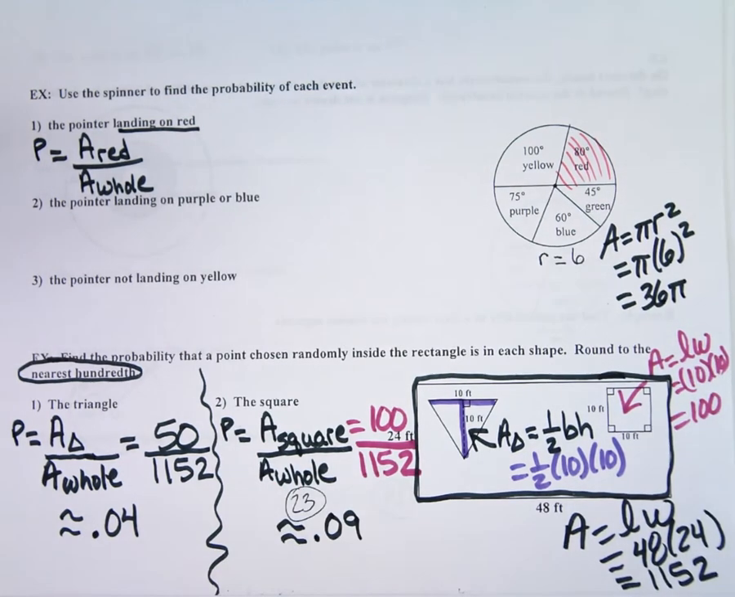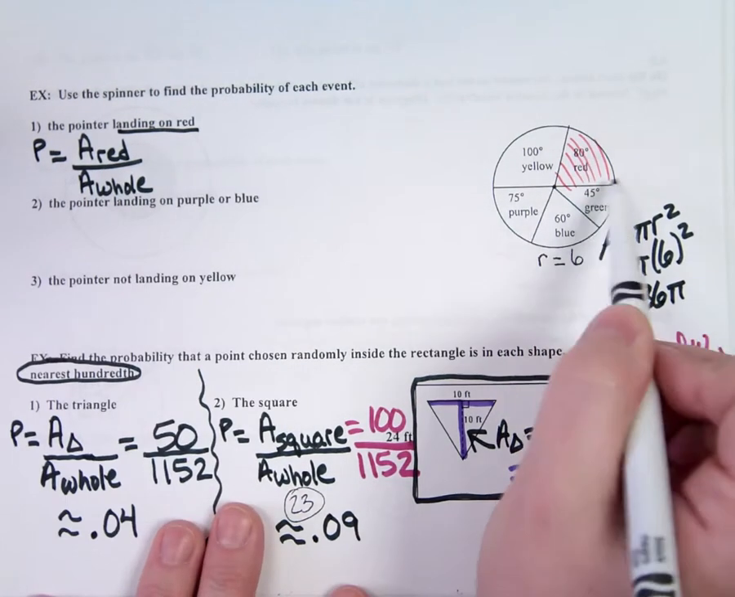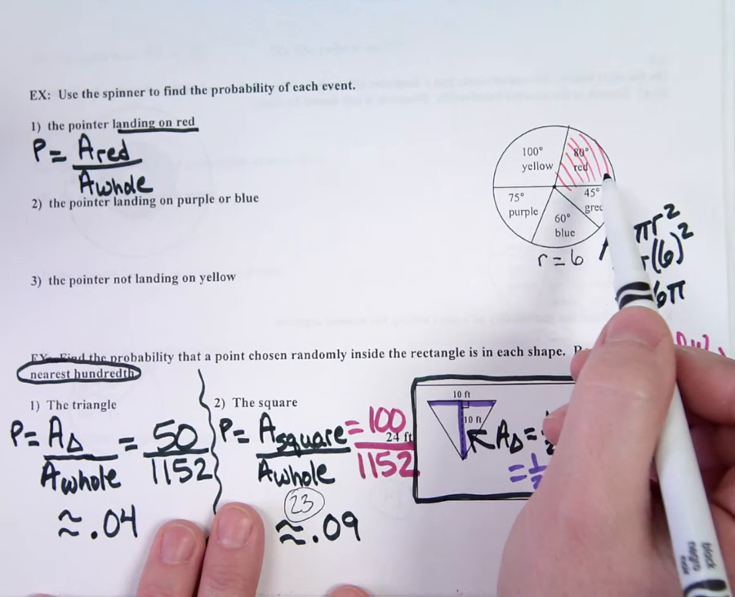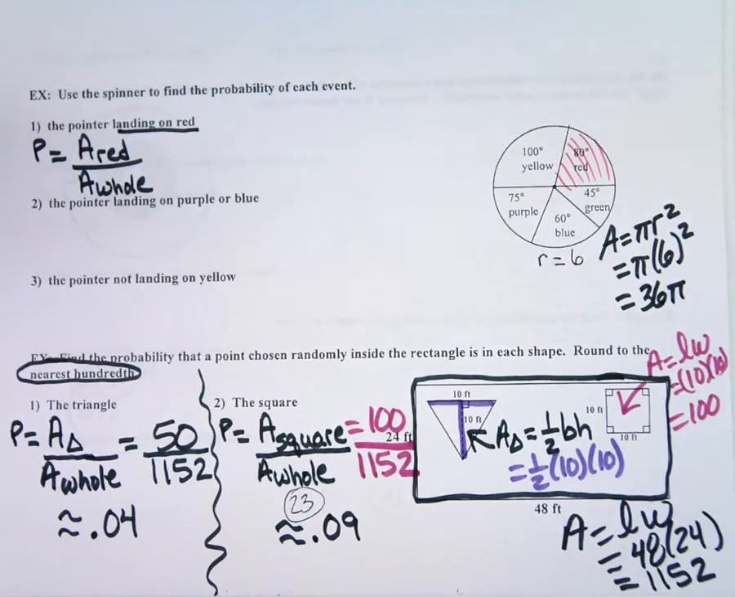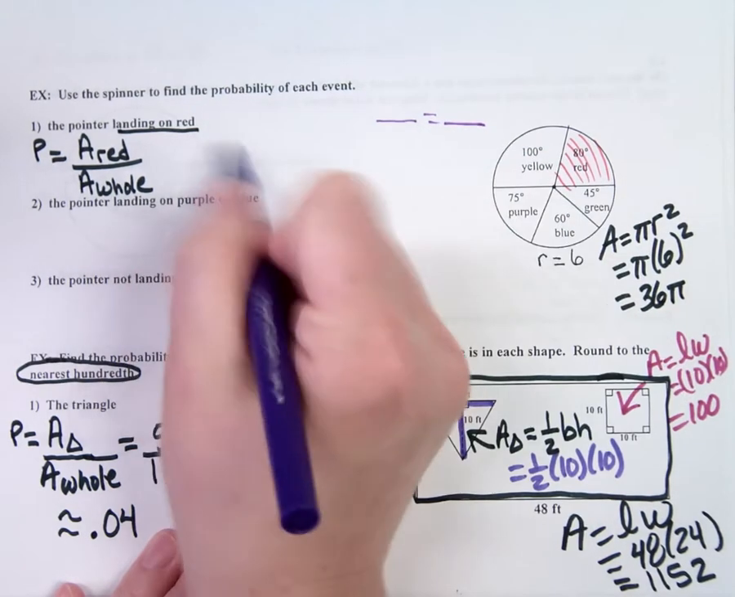Okay, so that's the area of the whole circle. I've got the denominator figured out. Now I need to find the area of the red section. So to find the area of this sector, that's when we set up a proportion. So I'm just going to kind of do it off to the side over here. And then I'll come back and work back over here.